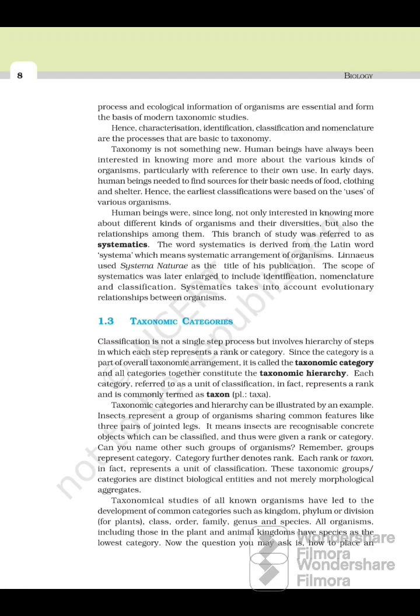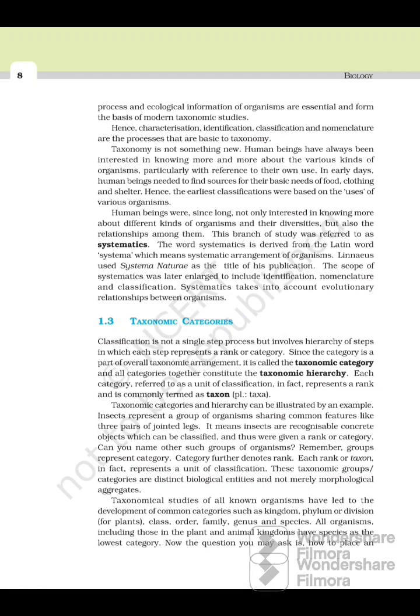Taxonomic categories and hierarchy can be illustrated by an example. Insects represent a group of organisms sharing common features like three pairs of jointed legs. It means insects are recognizable concrete objects which can be classified and thus were given a rank or category. Can you name other such groups of organisms? Remember, groups represent category. Category further denotes rank. Each rank or taxon, in fact, represents a unit of classification. These taxonomic groups or categories are distinct biological entities and not merely morphological aggregates.